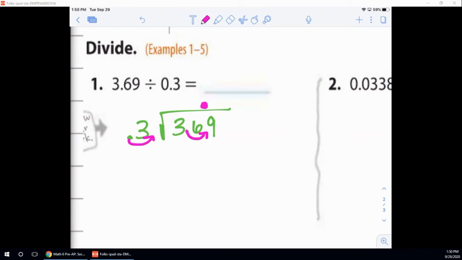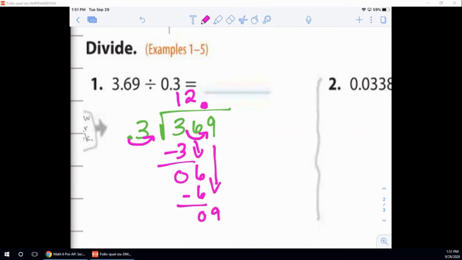Now I start doing my division. 3 goes into 3 one time. Remainder of 0, but then I have to bring down that 6. 3 goes into 6 two times. Remainder of 0, but I have to bring down that 9. And then 3 goes into 9 three times. No remainder. My decimal place is already in the right spot. There's nothing else for me to do. So I just write out my answer, 12 and 3/10.